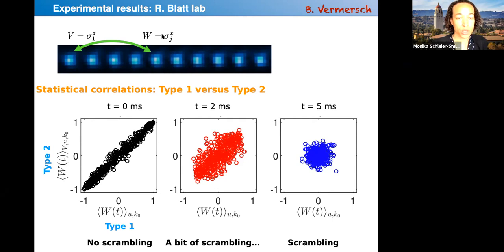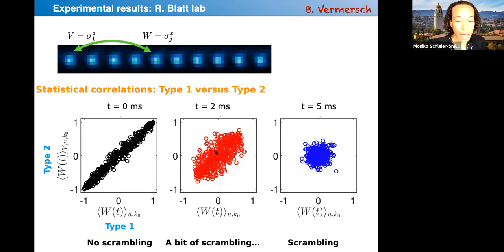And okay, so if the evolution time is 0, then they will see some strong correlations between the measurements of sigma x in these two cases, because there's no information about this perturbation that has spread to site j, right? And again, this is looking at many different initial states, and in each case, plotting the average value of sigma x for the unperturbed versus the perturbed system.